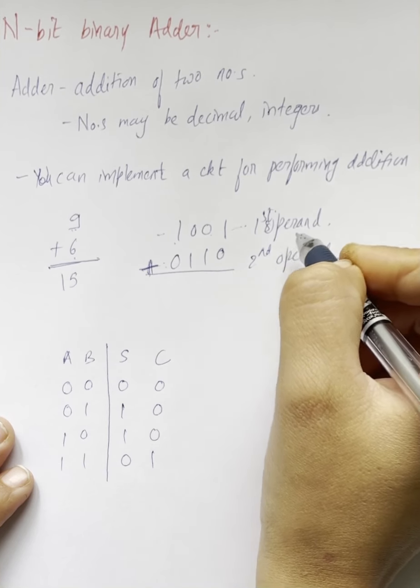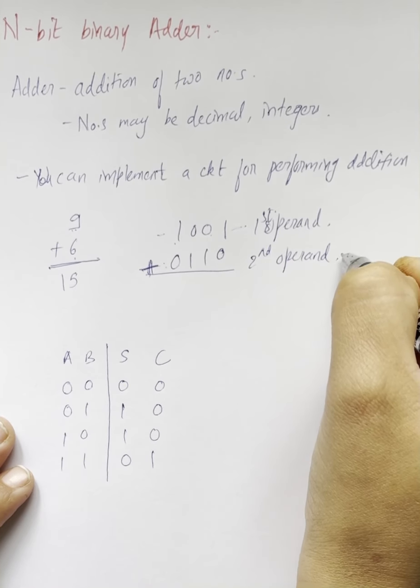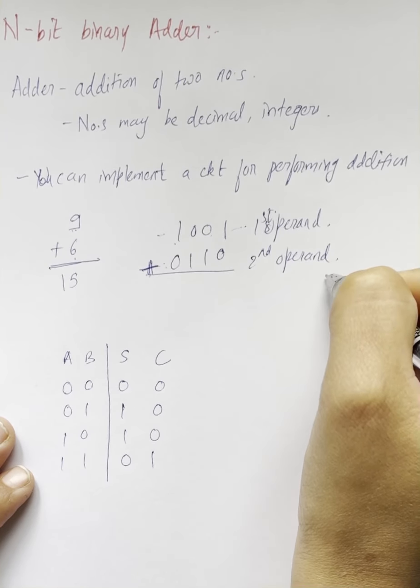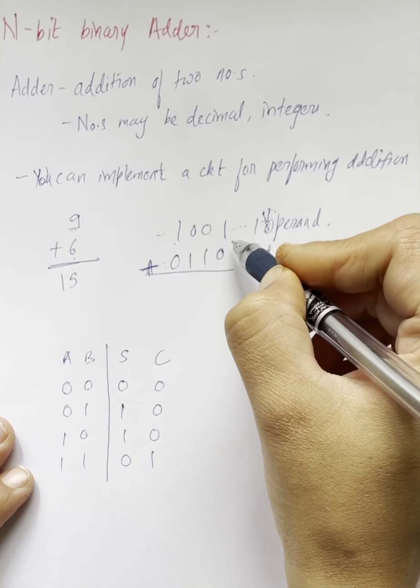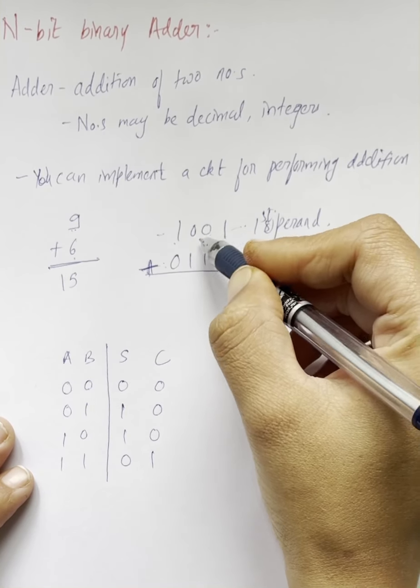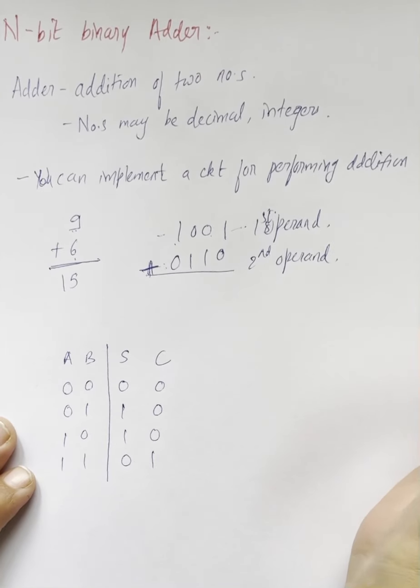Why n-bit? Since both the operands are of n number of bits, that means here they are 4 bits, but they can be of any number of bits. Why binary? Since they are binary numbers, and adder means addition operation.